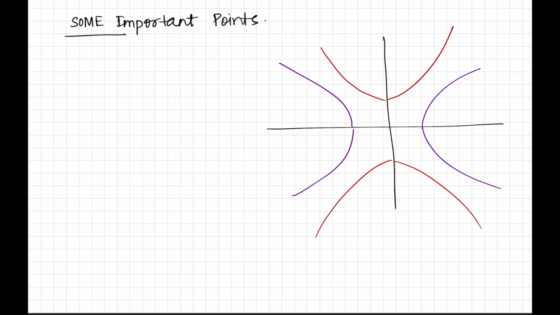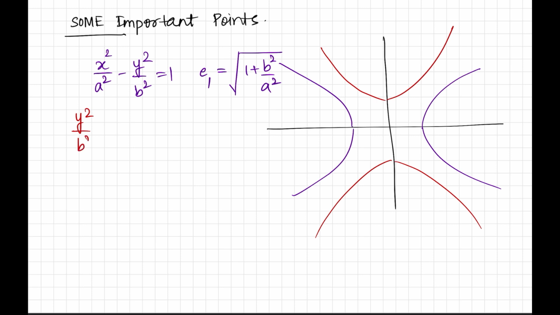Now, the equation of the standard hyperbola is given by x square by a square minus y square by b square equals 1, and we know the eccentricity of the standard hyperbola, represented by E1, is given by under root of 1 plus b squared by a squared. And for the conjugate hyperbola, we have the equation y square by b square minus x square by a square equals 1. In this case, the eccentricity, let us represent by E2, is given by under root of 1 plus a square by b square.